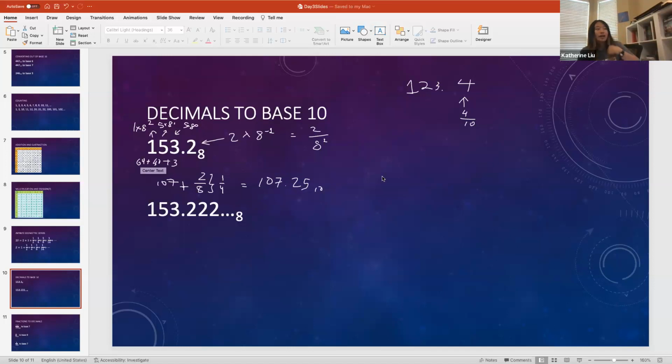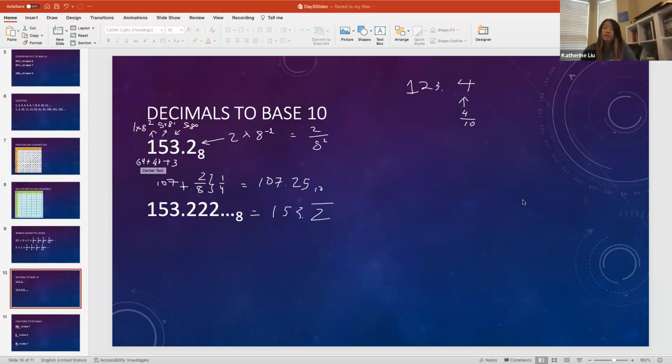Okay, and now we have this 222 ... And that means it's going to be repeating forever. So we're going to have 153.2 repeating. This bar over the 2 just means that it goes on forever, but I don't feel like writing it infinite times. It just goes on infinite times.